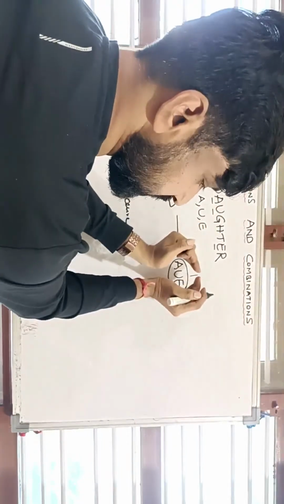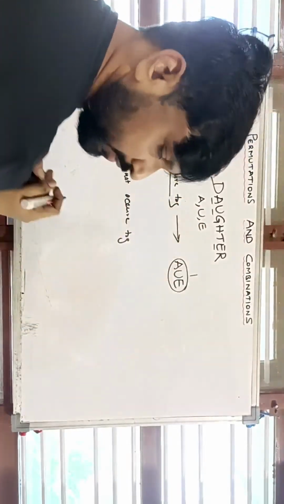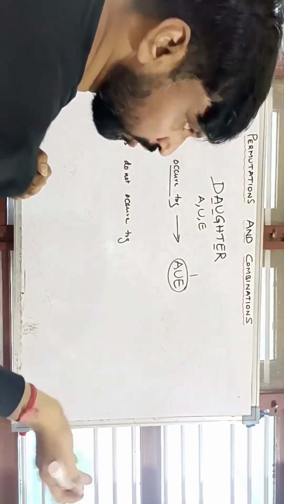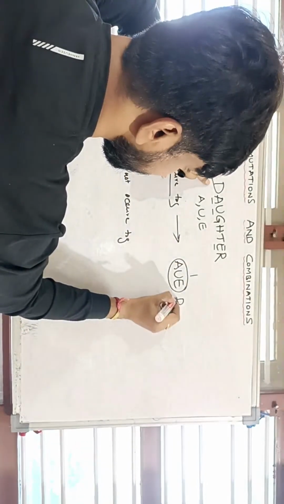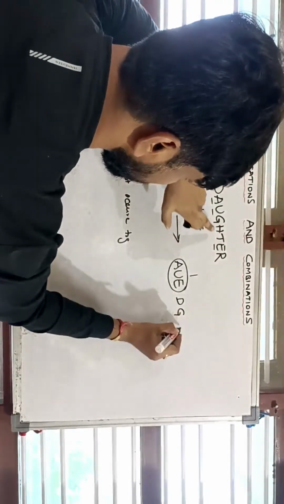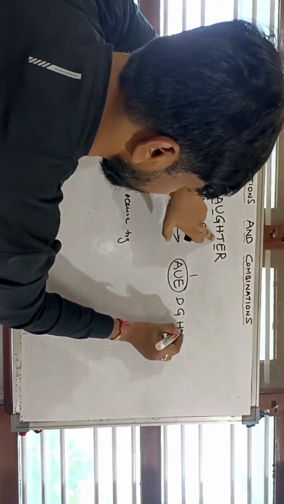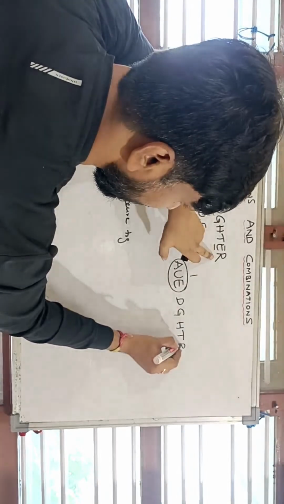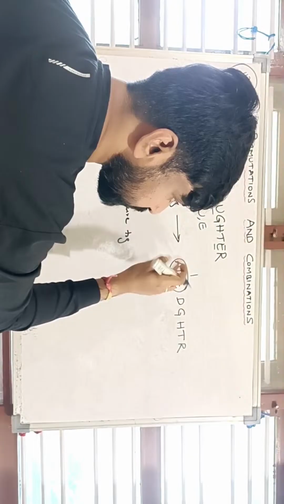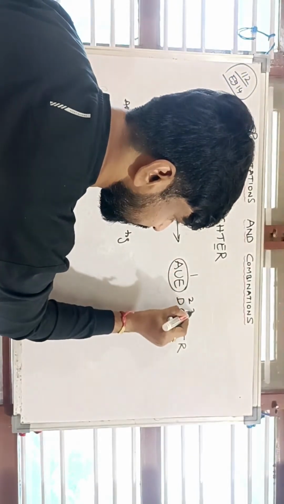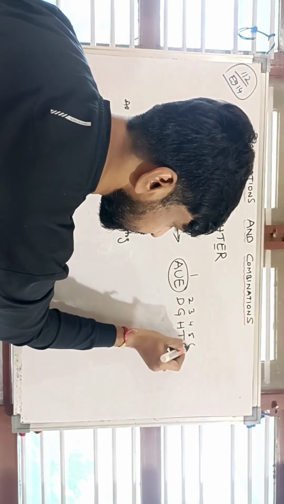Together, write down all vowels and treat them like one unit. And write down the remaining letters. What are they? D, G, H, T, then R. So whenever you treat the vowels as one unit, this is the second unit, third, fourth, fifth, sixth.